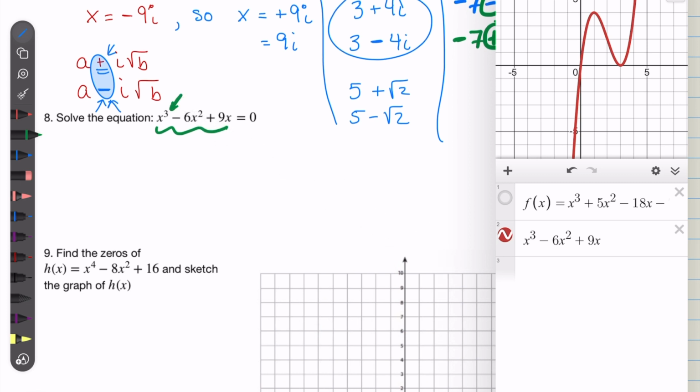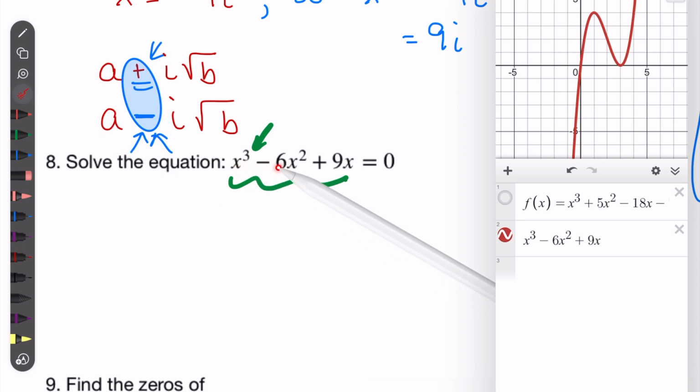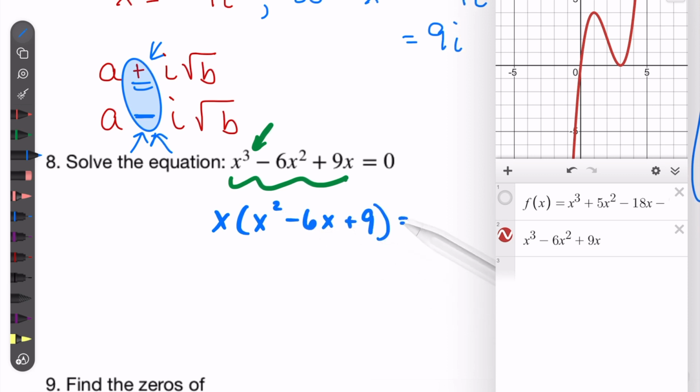Let's try and factor it. So I look at my 3 terms here, and I can certainly see they all have an x in them. So I would pull that x out, leaving me x squared minus 6x plus 9. This is a trinomial, 3 terms, and so it can very frequently factor. Got my x still sitting out front.